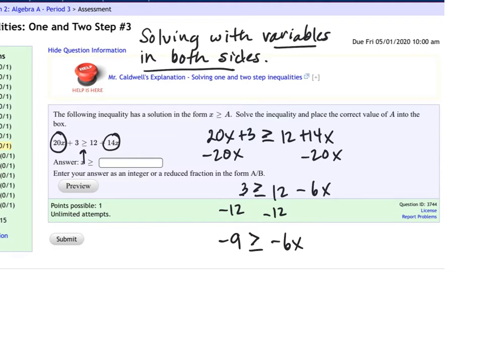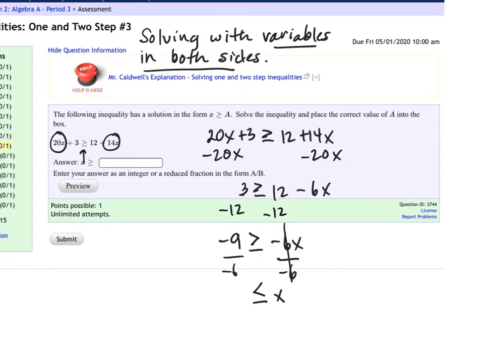And here comes that one huge difference that we have to watch out for. See how I'm going to have to divide both sides by negative 6 to get x by itself? When you divide both sides by a negative or multiply both sides by a negative, you must flip the sign. This is the only difference between solving an equation and solving an inequality.